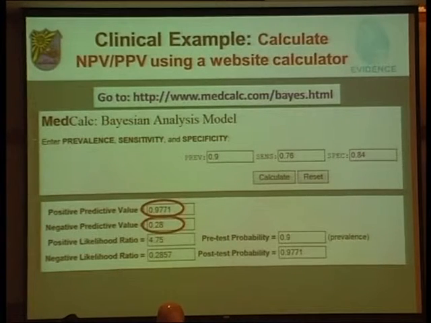Okay? So on this man, we're going to give him that exercise stress test. And the exercise stress test, remember, had a sensitivity of 76%, specificity of 84%, right? So he has a prevalence or pretest probability that's 8.9. What is his post-test probability of disease if he has a positive test? 97%. So what would you say to the man then?